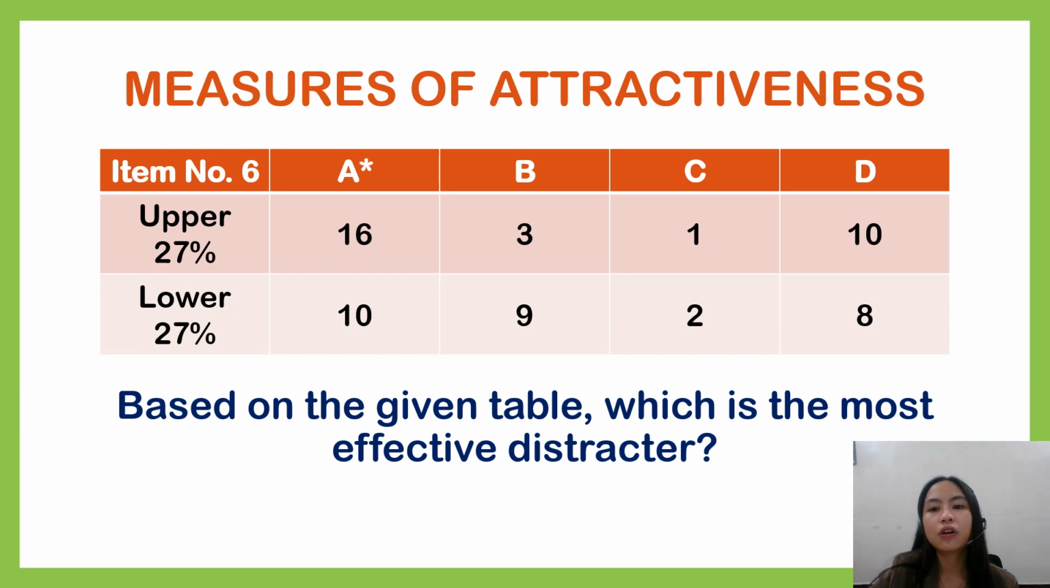So dito, letter D muna tayo. Mas marami ang pumili from the upper group. So, ibig sabihin, hindi ito ang effective distractor. Naa kay B o C. Siyempre, mas marami ang sa B from the lower, 3 lang ang sa upper. So, ibig sabihin, the effective distractor is the letter B.